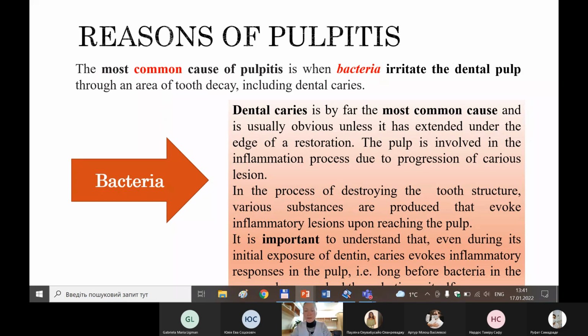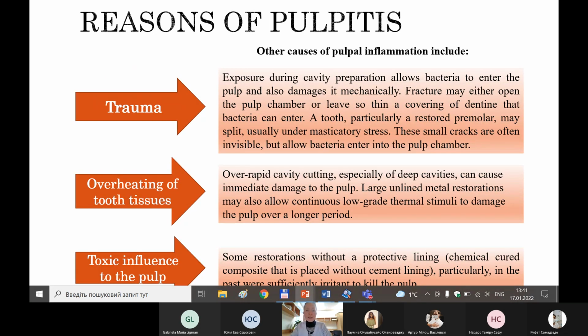The pulp is involved in the inflammation process due to progression of caries lesion. In the process of destroying the tooth structure, various substances are produced that evoke inflammatory lesions upon reaching the pulp. It is important to understand that even during its initial exposure of dentine, caries evokes inflammatory responses in the pulp. Other reasons that can cause inflammation of pulp tissue: trauma, overheating of tooth tissues, and toxic influence to the pulp.